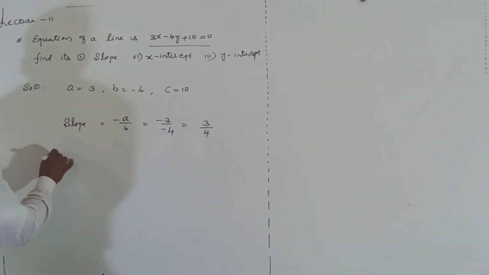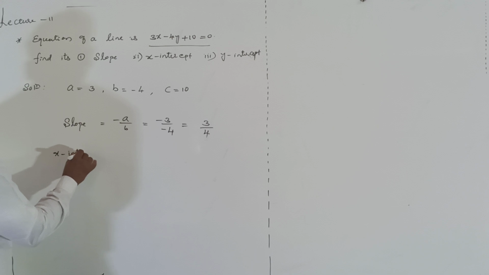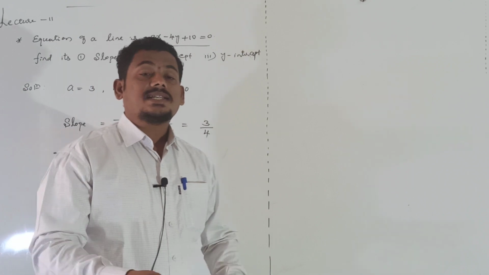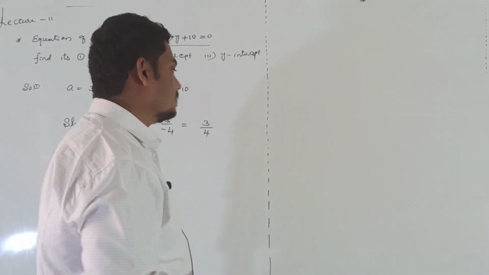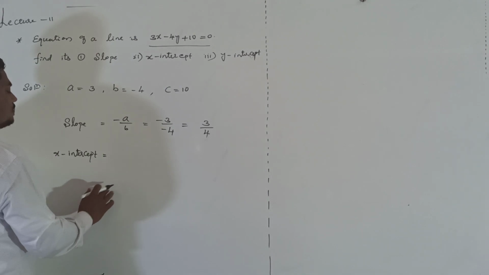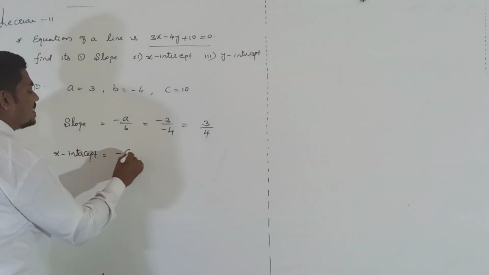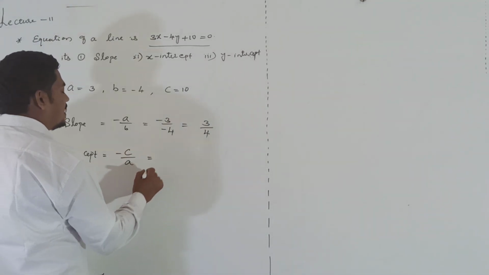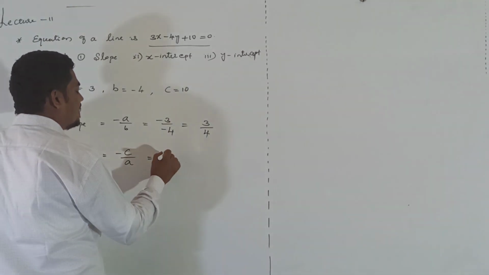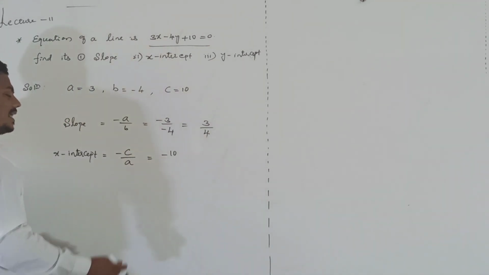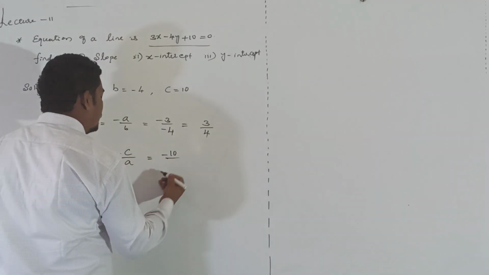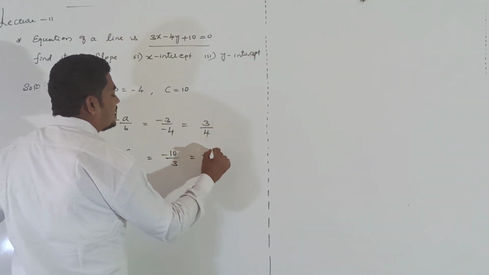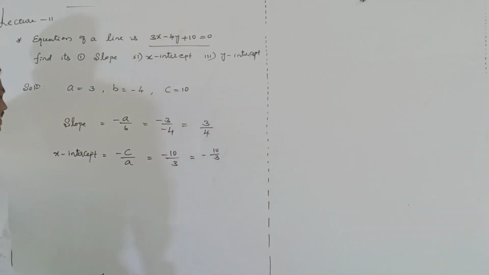Then x intercept. X intercept of the line is equal to minus c divided by a, right? C is nothing but the constant term. In this case, what is the constant term? 10, negative sign as it is, c value 10 divided by what is a value? 3. That's equal to minus 10 divided by 3 is our x intercept.